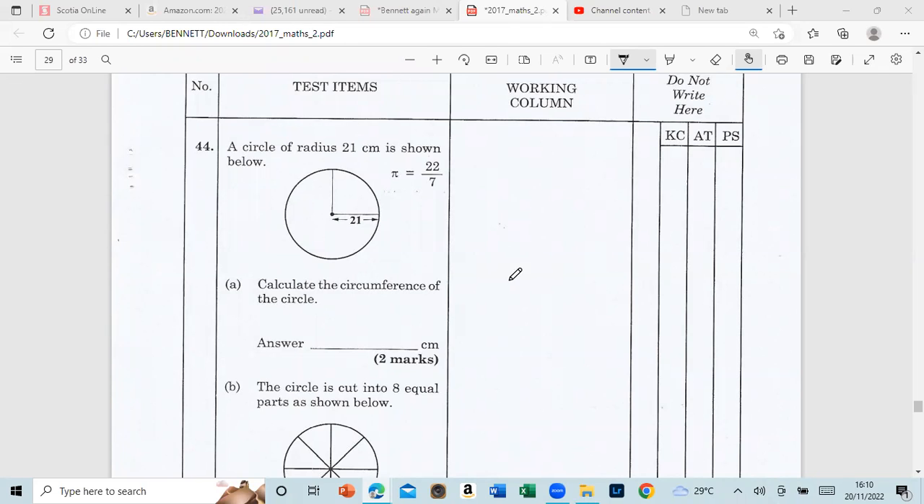Alright, so it says a circle of radius 21 centimeters, calculate the circumference. Now, the circumference of a circle is basically the perimeter or the total distance around. So we have a special formula: C equals 2 pi r. What does pi represent? Pi represents 22/7, which was given right here.